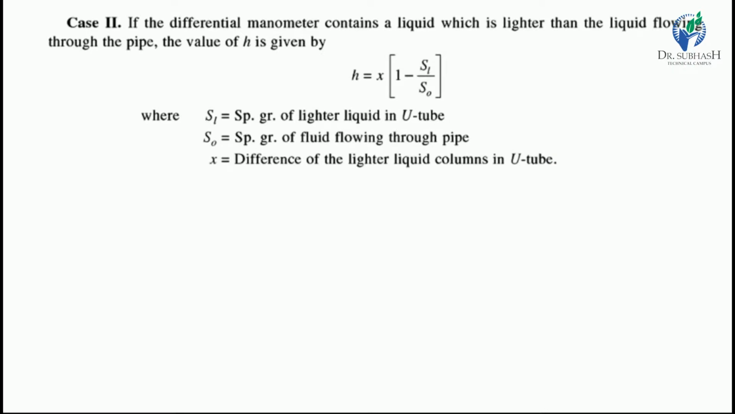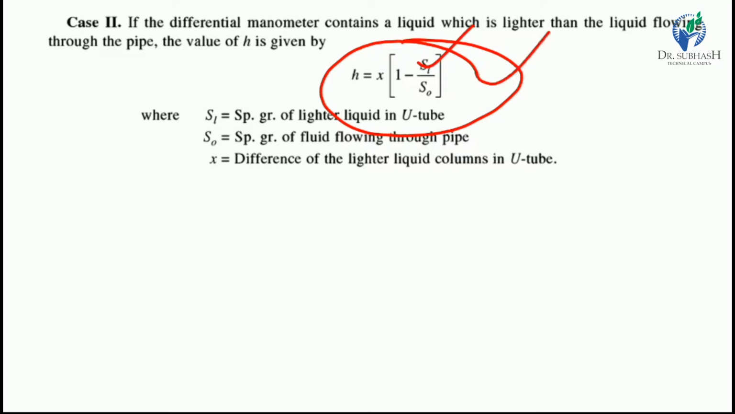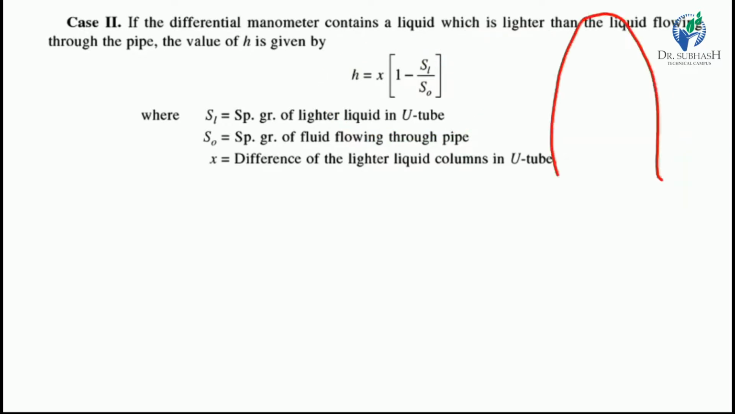Now if the differential manometer contains a liquid lighter than the liquid flowing through the pipe or Venturimeter, then an inverted manometer is used, the sign is different, and the equation for h is found from this equation. This equation is also derived from the same conditions, but the U-tube manometer or differential U-tube manometer is inverted.